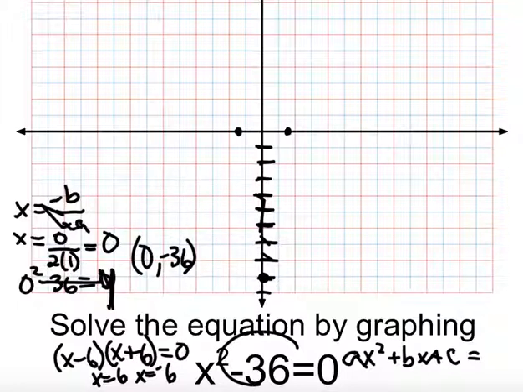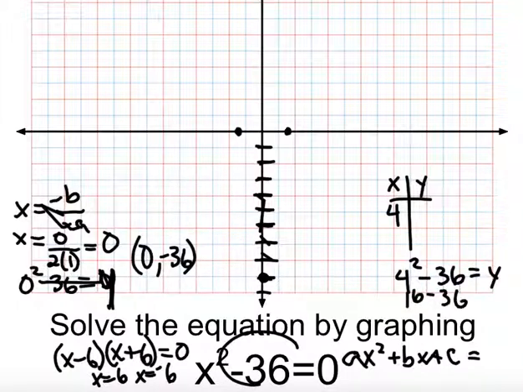So you could do that. But that's not always going to be possible. So I would say your fallback is always just to plug in a couple numbers. So maybe you plug in something like 4. If x is 4, we plug that in. So we have 4 squared minus 36 is equal to y. So we have 16 minus 36, so y must be negative 20. And we can reflect that over our y-axis, because that is our axis of symmetry. So we could plug that in. We go down 4 to negative 20.